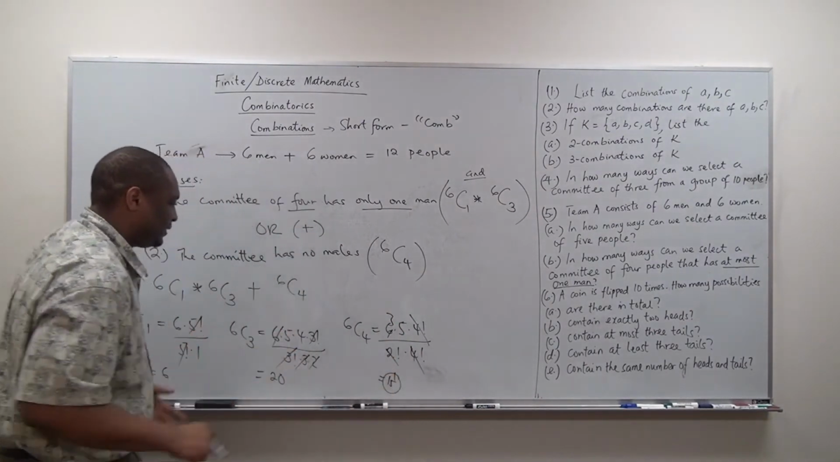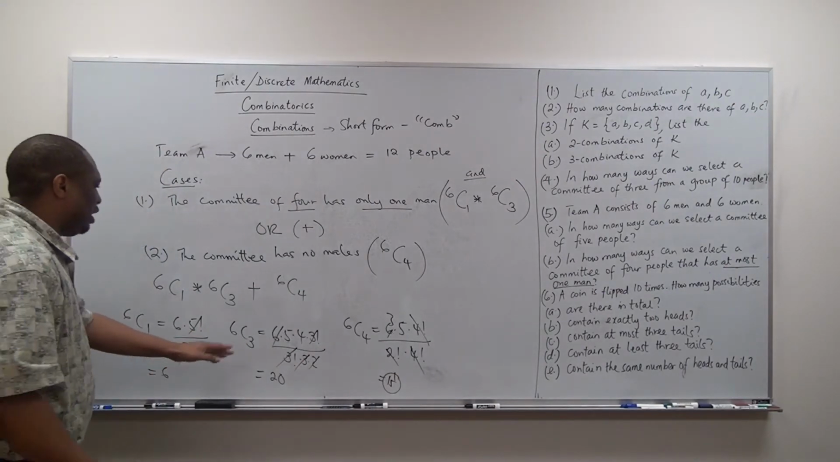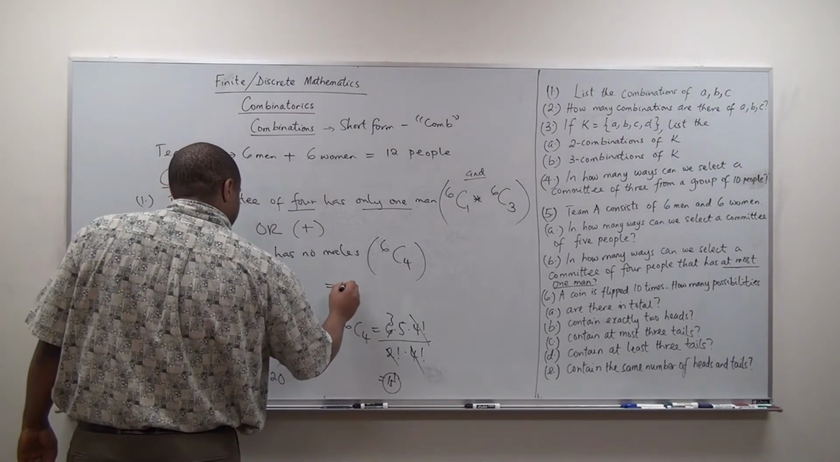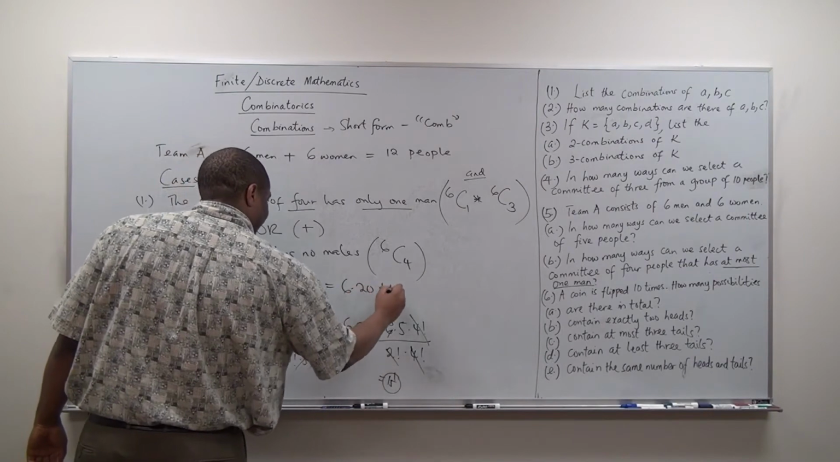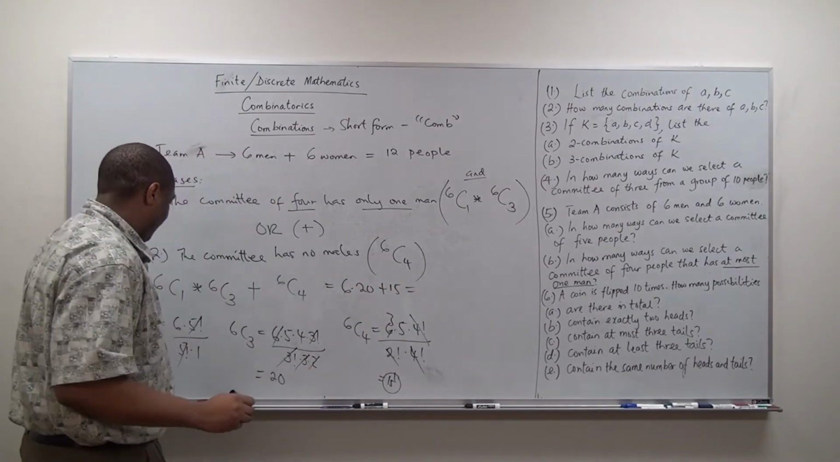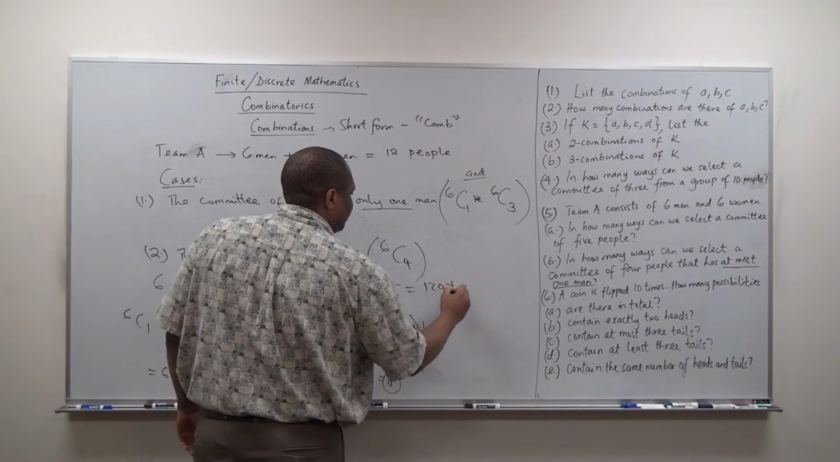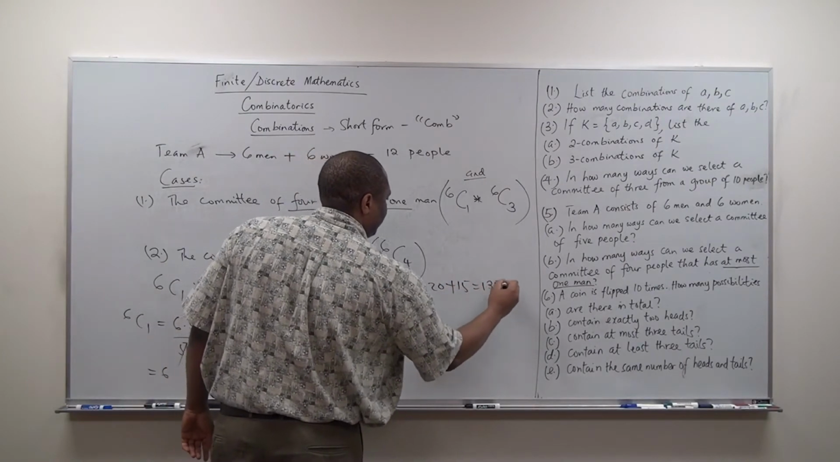So this gives 15. Okay, so the number of ways will now be 6 times 20 plus 15. Right? Which is 120 plus 15, which is 135 ways.